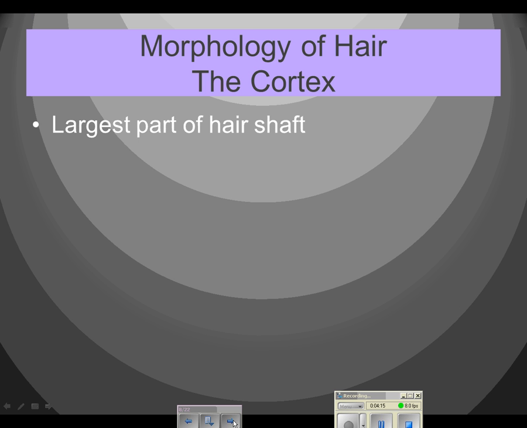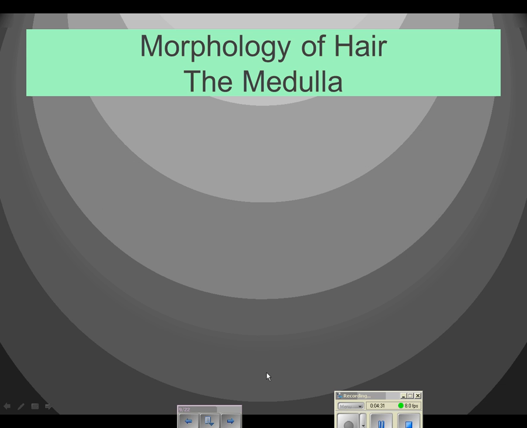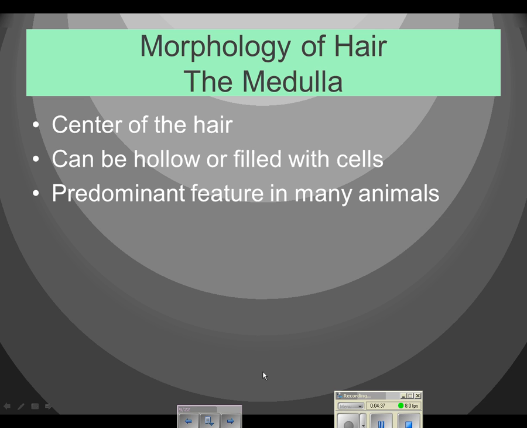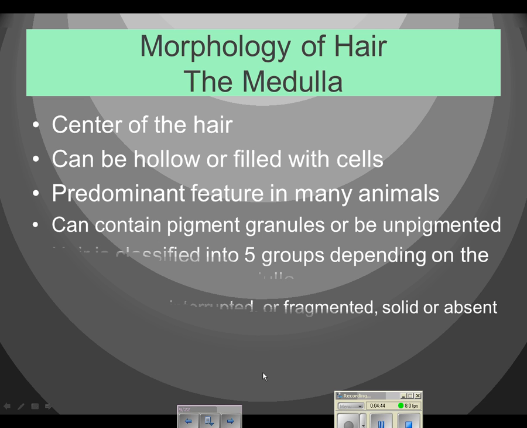Let's look at the cortex, which is the largest part of the hair shaft. It's the thickest. It's going to contain pigment granules, melanin, that gives hair its color. And depending on the density and the distribution of these granules, that's what's going to help us for points of comparison if we're comparing 2 hairs under the microscope. And then the medulla is the center of the hair, and it can be hollow or filled with cells. It's a predominant feature in many animals and can contain pigment granules or be unpigmented.